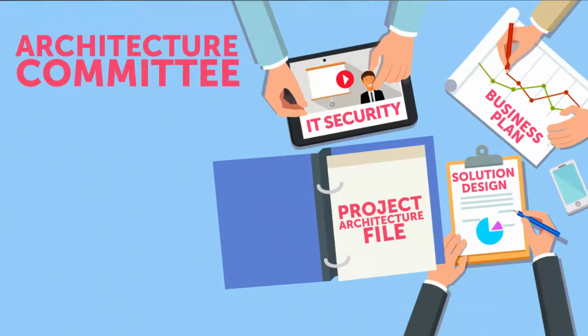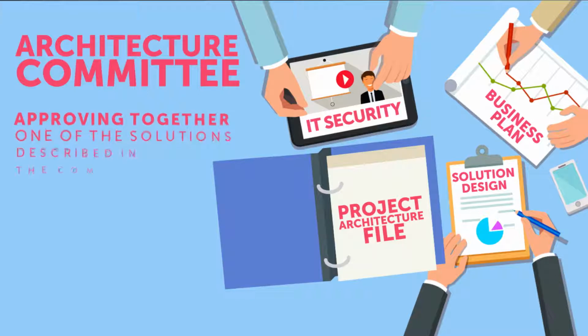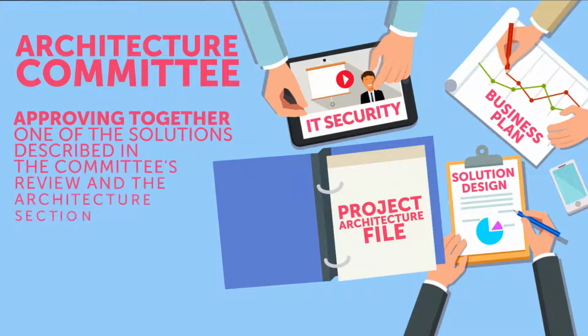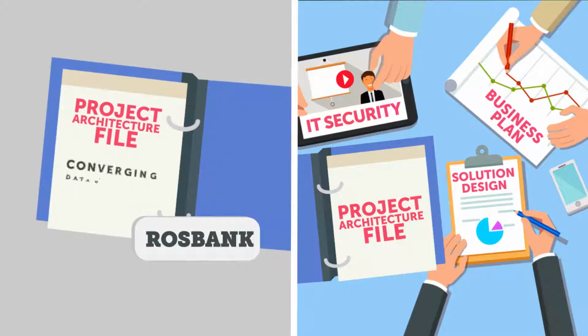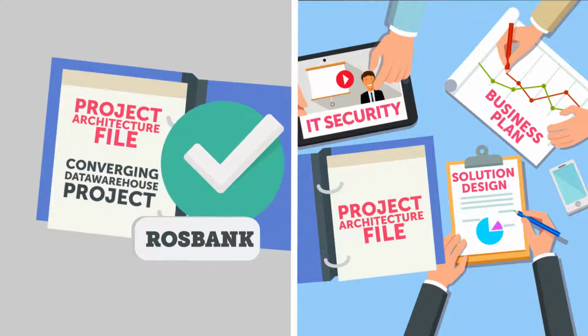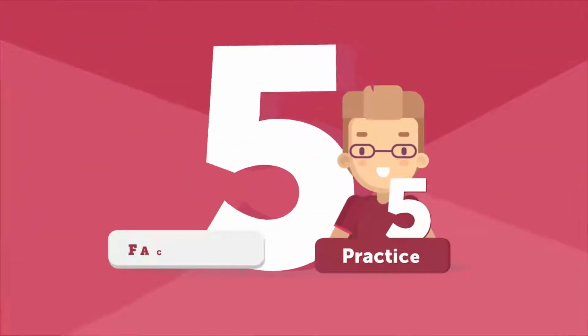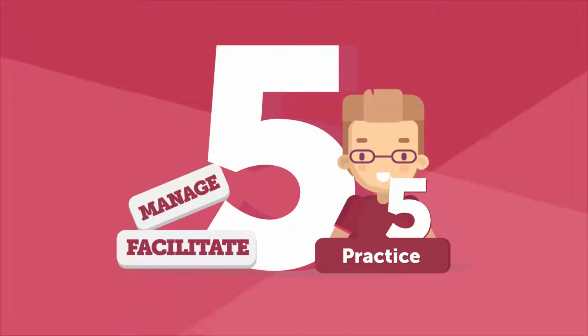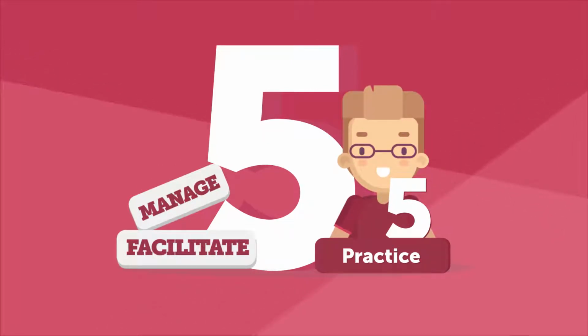The committee approves together one of the solutions described in the committee supporting presentation, as well as the architecture section. For example, Rosbank's Converging Data Warehouse Project Architecture Committee was able to validate the choices of infrastructure with the group's various experts. The fifth process is to drive, promote, and facilitate the practice of architecture.